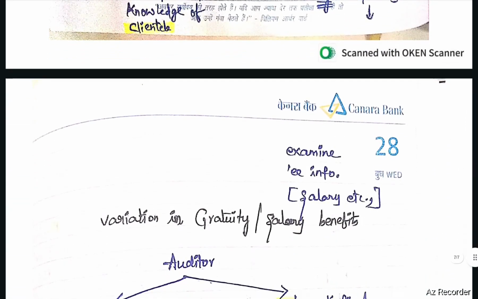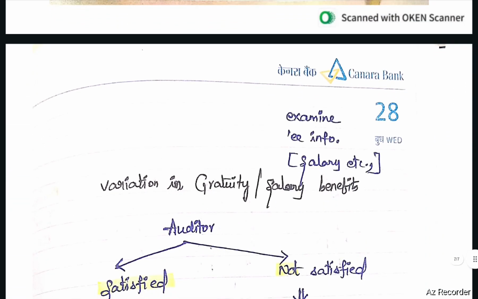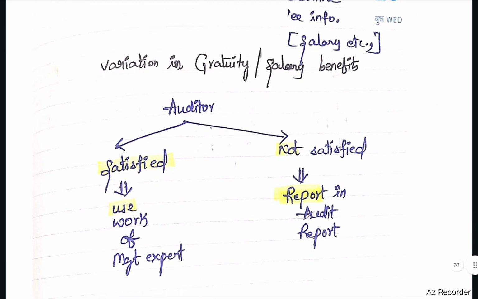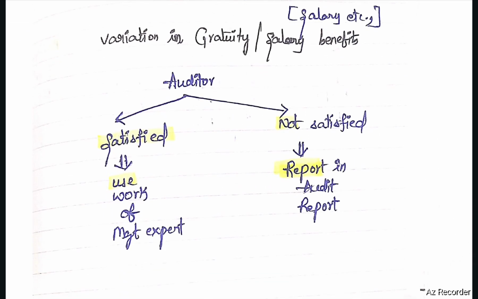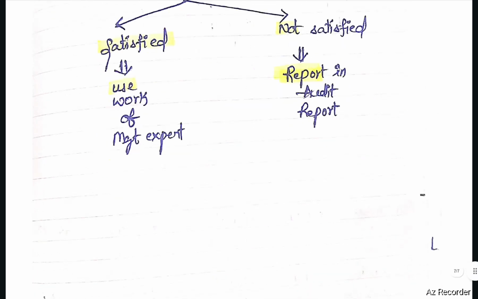Example, gratuity. In case of gratuity, examine employee information, that is salary, etc. Variation in gratuity or salary benefits. Auditor satisfied, use work of management expert. Auditor not satisfied, report in auditor's report.